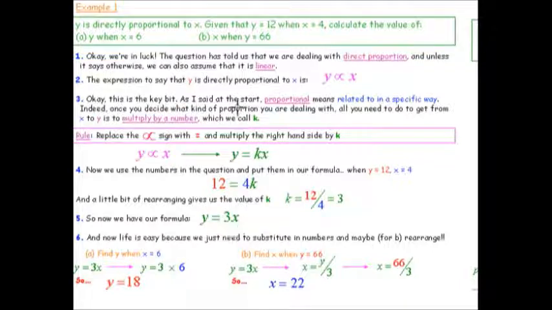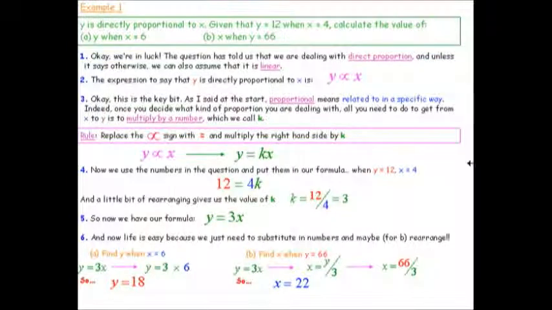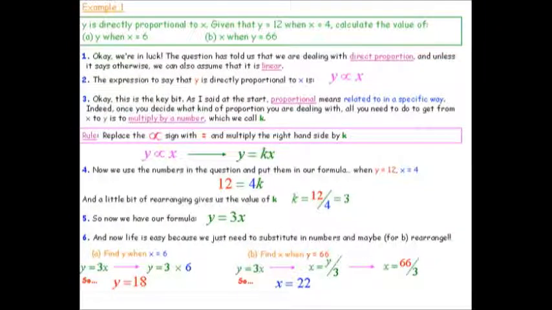Then you can use that to solve part B. Find the value of x when y is 66. Come to your expression and make x the subject. It will be x is equal to y over 3. You substitute y, and you get your value for x is equal to 22. So that's just an introduction to how we solve variation questions.